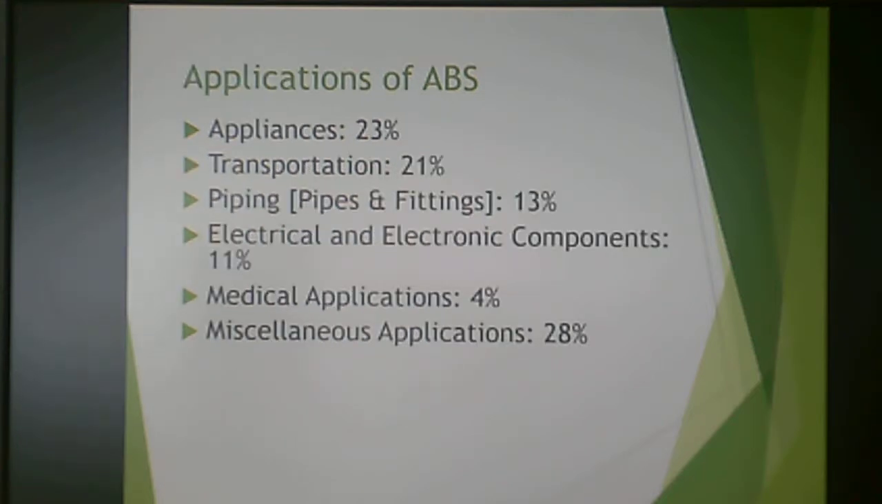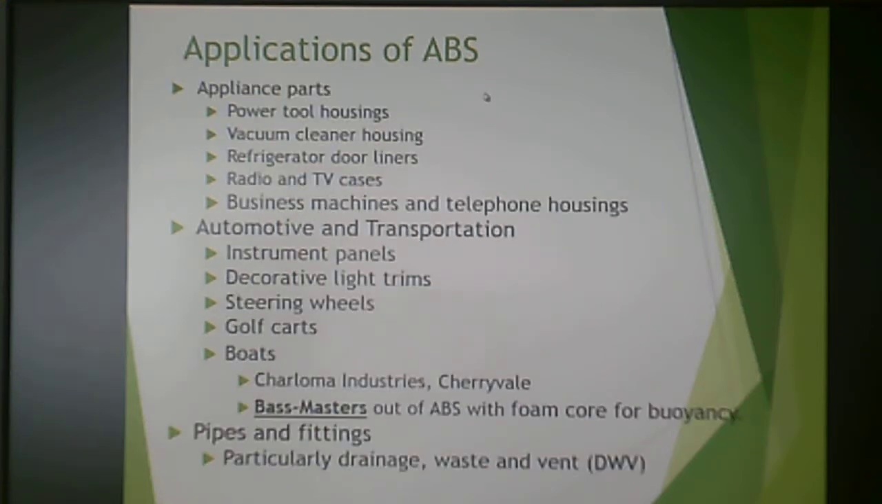The application areas for ABS include appliances, transportation, pipes, electrical and electronic components, medical applications, and of course, the miscellaneous category. Very frequently, ABS is used by original equipment manufacturers on appliances, like my washing machine. Appliance parts are a biggie for the applications of ABS. They have good impact resistance, so if you're going to run your vacuum into the wall, it's not going to shatter, but it has a nice finish.